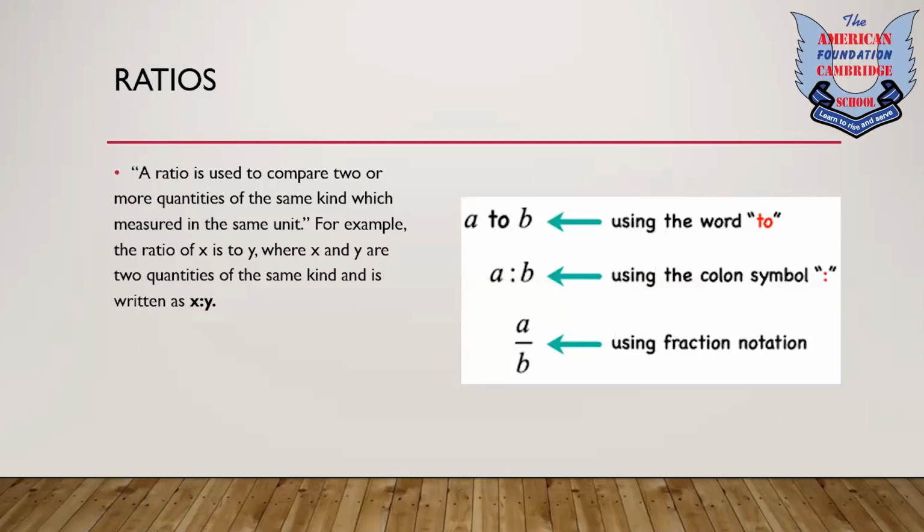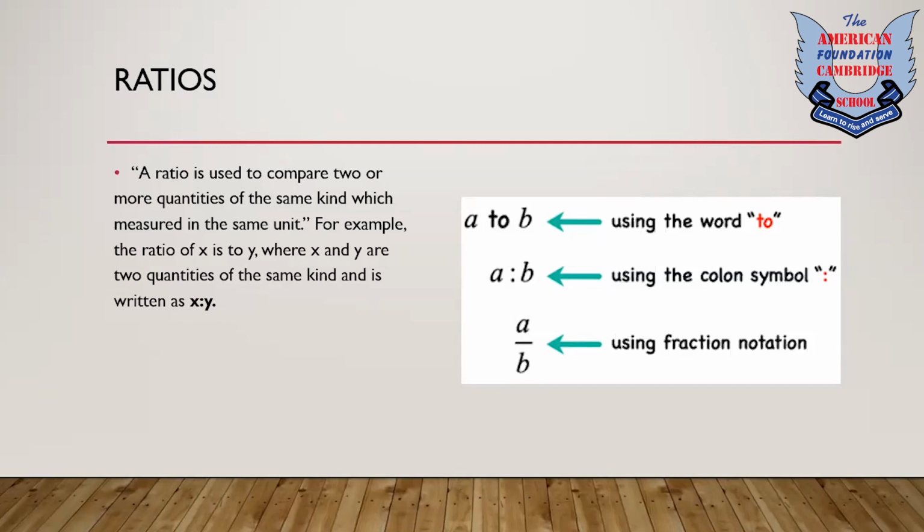Okay, what are ratios? A ratio is used to compare two quantities of the same kind, which is measured in the same unit. For example, two distances are compared. For example, 10 kilometers and 20 kilometers are compared. These are the same quantities, as you know; both are distances and they have the same unit, kilometers. For example, the ratio of x is to y, where x and y are two quantities of the same kind, is written as x ratio y.